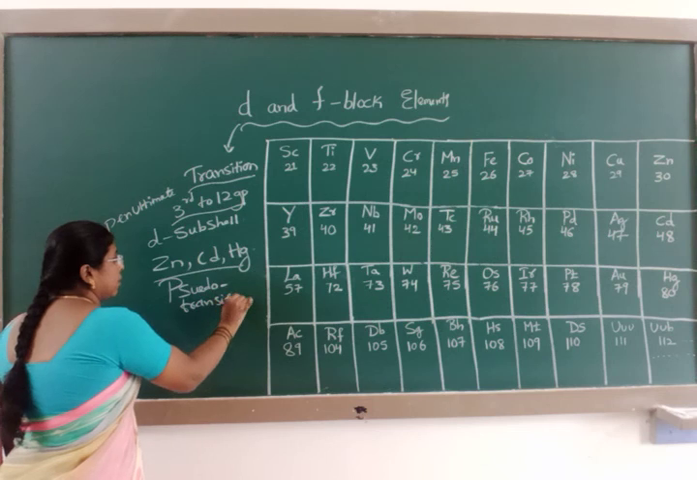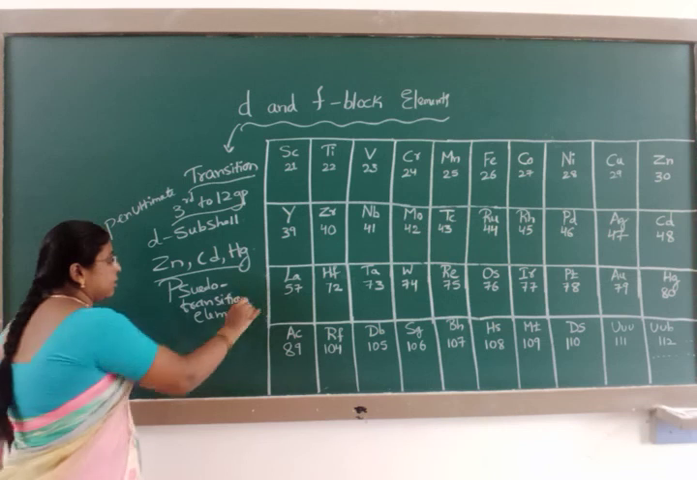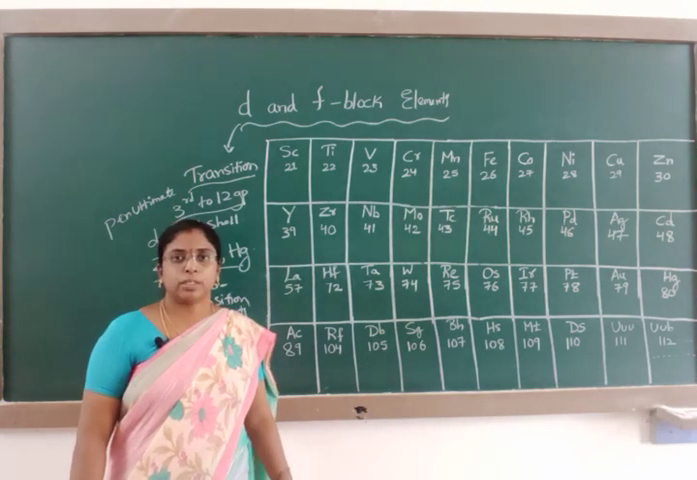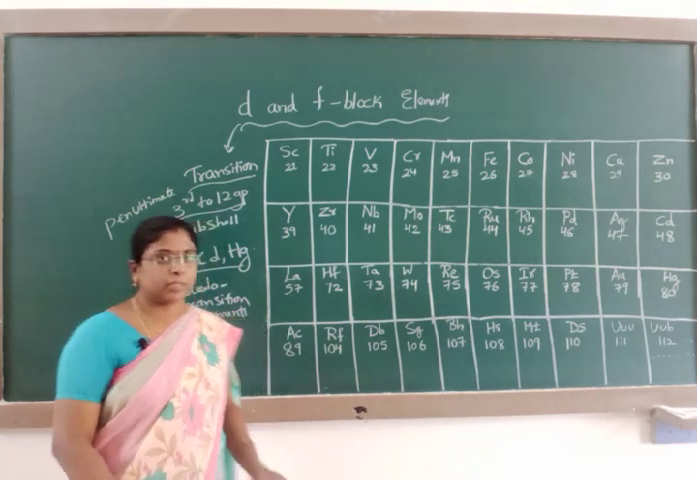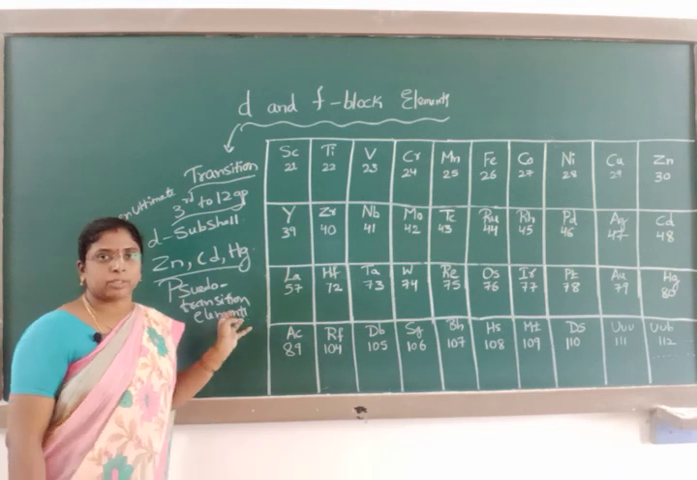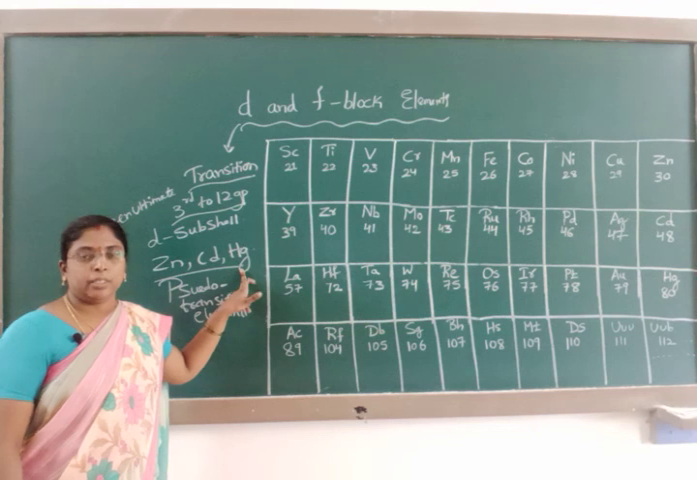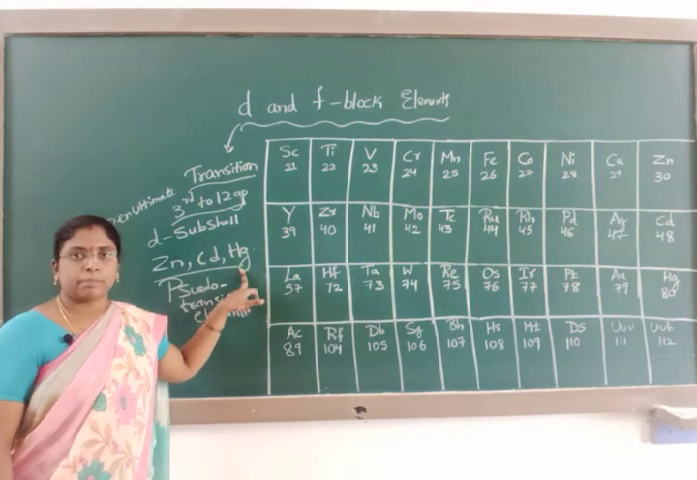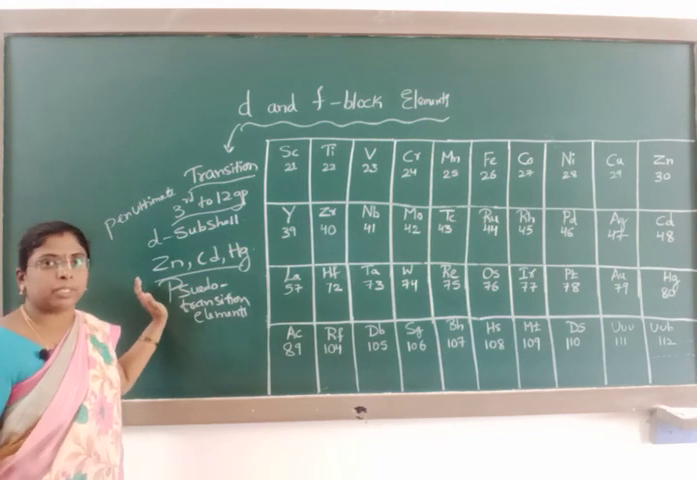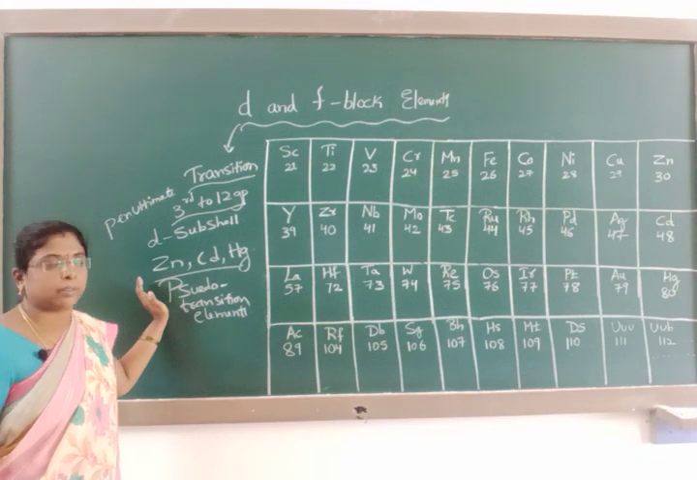Pseudo means they are false transition elements. Here, transition elements should contain partially filled D orbitals. If the D orbitals are completely filled, then they are known as pseudo transition elements, for example zinc, cadmium and mercury. In D block elements, the D orbital is partially filled in the atomic state as well as in its oxidation state.